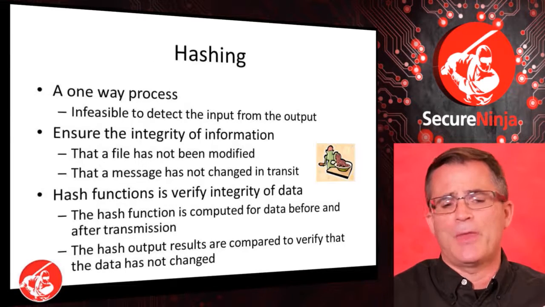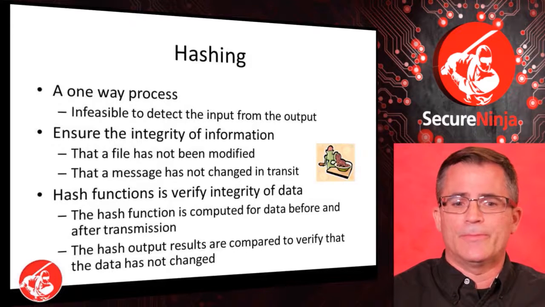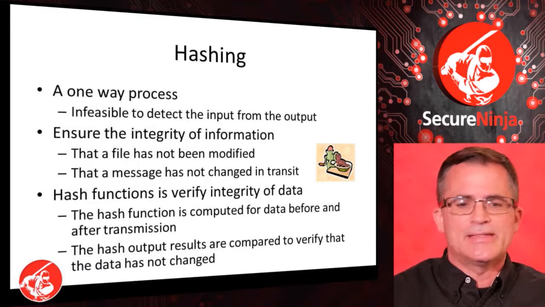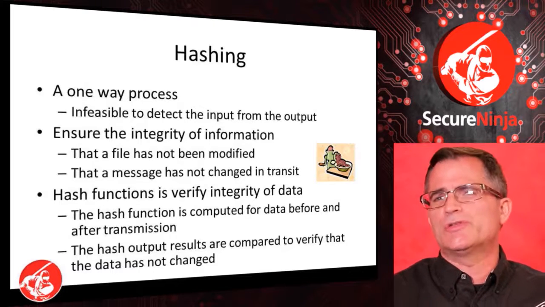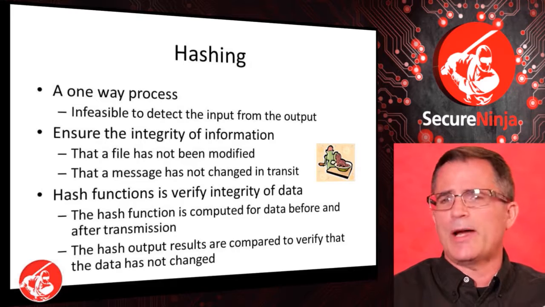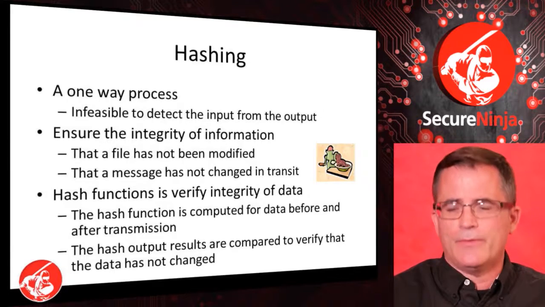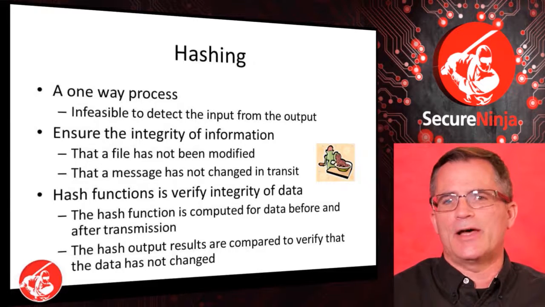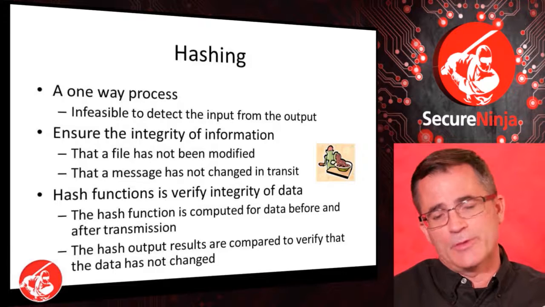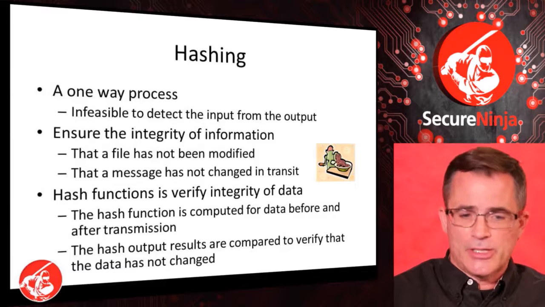So what is hashing? Hashing is a one-way process. That means when we hash something, it's infeasible to detect the input from the output. It's usually used in integrity checking. Anytime we modify a file, the message will change, the hash will change. That corresponding hash change identifies that the integrity of the file is no longer intact. In fact, it's been compromised. It's been modified. The attack against integrity is modification.